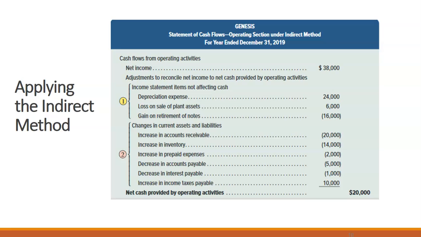Then we have the increases and decreases in our current assets and liabilities. So we subtract increases in current assets. We add decreases in current assets. We add increases in current liabilities, and we subtract decreases in current liabilities. We get net cash provided by operating activities after we do all of this of $20,000.